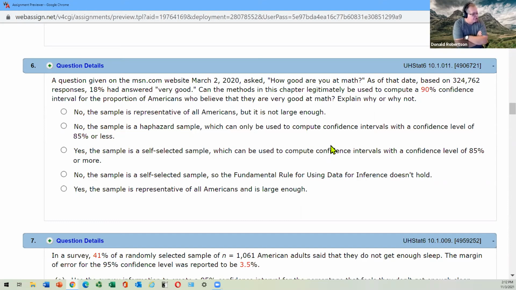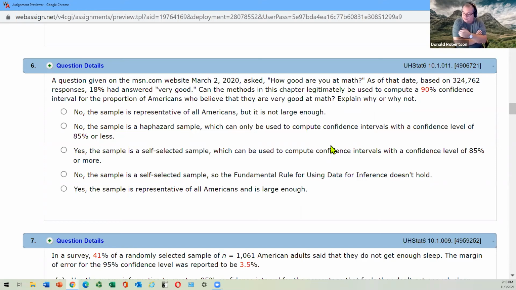A question was given on msn.com on March the 2nd, 2020, and it asked them, how good are you at math? And the answer that they got was 18% said they were really good, and they were going to use this information to compute a 90% confidence interval, right? Seems reasonable, except it's not. I could get a 90% confidence interval, I could put the numbers in.